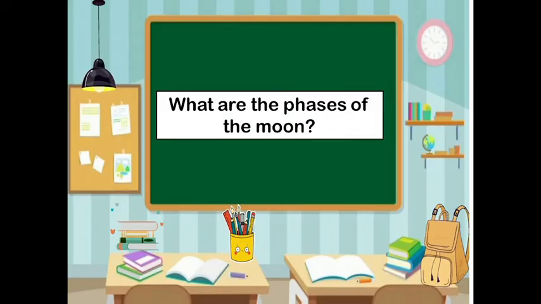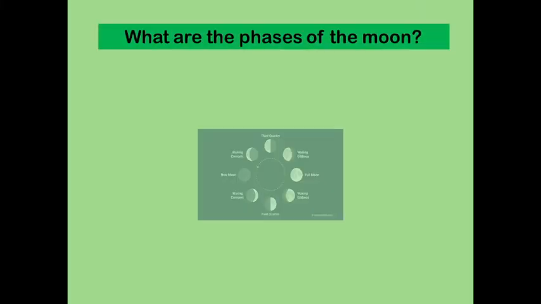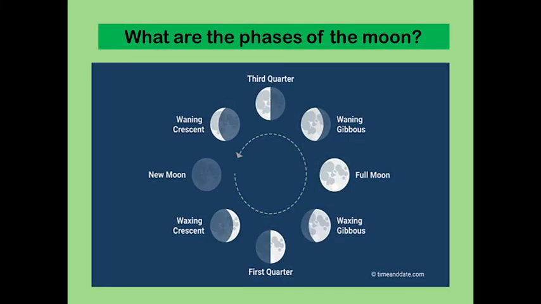What are the phases of the moon? There are 8 phases of the moon: new moon, waxing crescent, first quarter, waxing gibbous, full moon, waning gibbous, third quarter, and the waning crescent. So we'll discuss each phase of the moon. Let's start with the new moon.